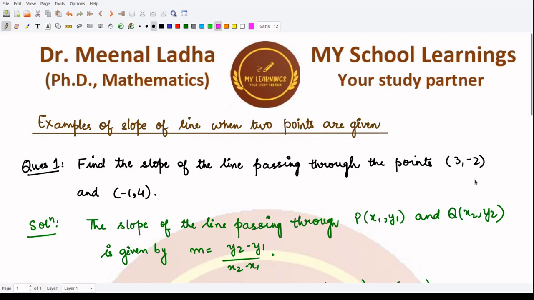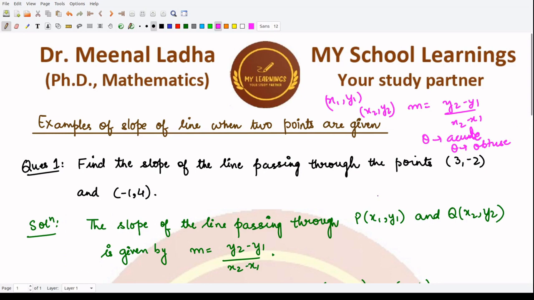In this video, we'll be looking at examples of slope of a line when 2 points are given to us. In the previous video, we already saw this formula: the slope of the line passing through 2 points (x1, y1) and (x2, y2) is given by (y2 minus y1) divided by (x2 minus x1). This holds whenever your angle theta is acute as well as obtuse. And whenever your angle theta is equal to 90 degrees, the slope is not defined in that case.